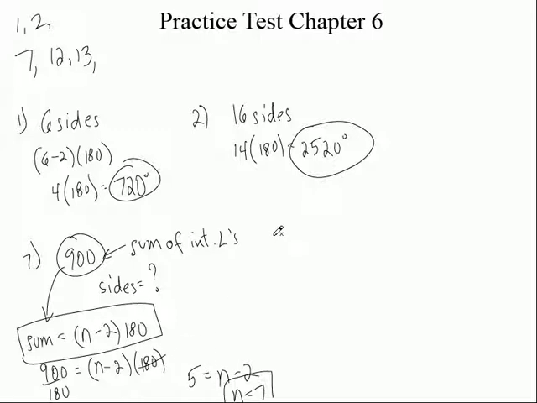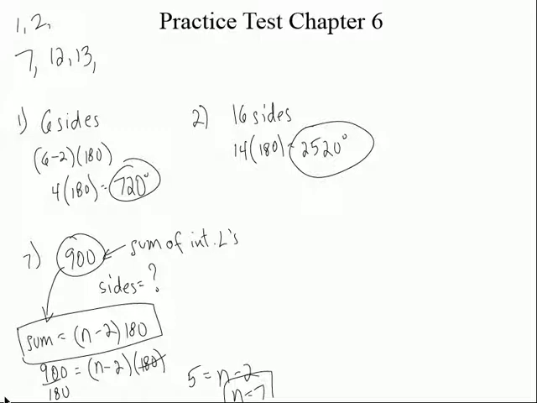Was 13 the same kind? Oh, no. That was 7. I'm sorry. So 12 and 13 are different. So you should be able to do 7, 8, 9, and 10 then. That should be pretty easy. Just divide by 180, add a 2, and then you're done. Everybody with me on that?